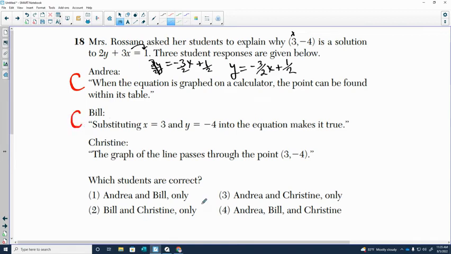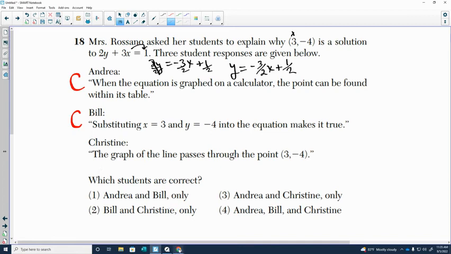Now I can see down here with my answers, I'm going to be a good test taker, right? I already know that Andrea and Bill are correct. So I know that this is a possibility. And well, you know what? I can't actually eliminate any until I do Christine. So let's do Christine. Christine says the graph of the line passes through the point 3, -4.